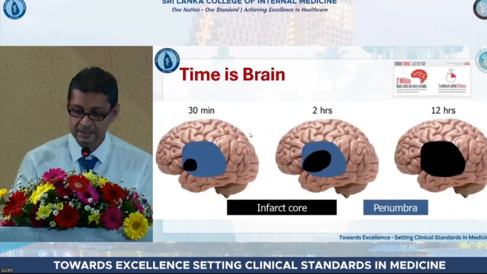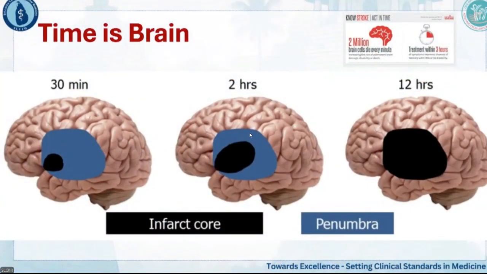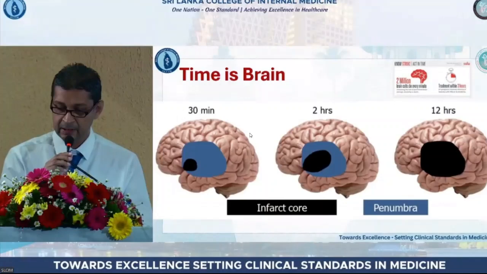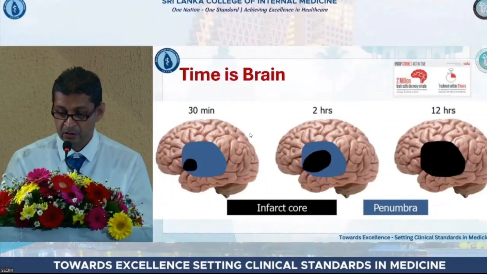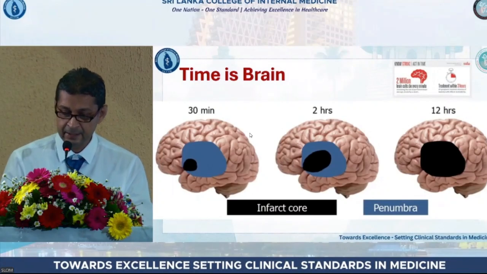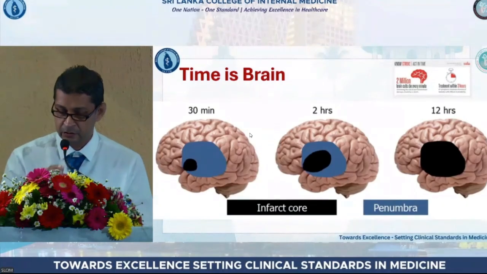In simple words, we have a blocked artery. The area supplied by that blocked artery is dying. We want to stop ischemic penumbra becoming an infarcted area. To do that, we need to reopen the blocked blood vessel and re-establish blood flow to the ischemic area as soon as possible.